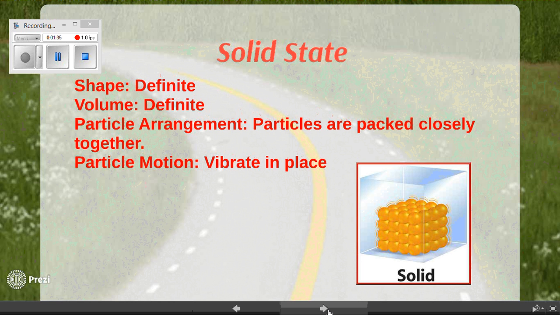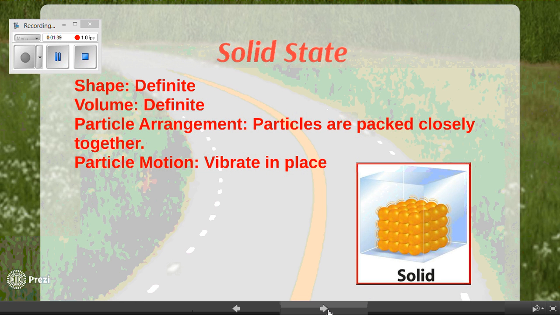All right, first of all, as we're going through each one of these slides, you're going to notice that I'm going to talk a lot about the shape, the volume, the particle arrangement, and the particle motion of these different states of matter. What we definitely want to make sure we understand by the end of this discussion is their motion. That is what the standard specifically wants us to know. But the other information is going to help us understand also the motion of these particles. Why are they moving the way that they are?